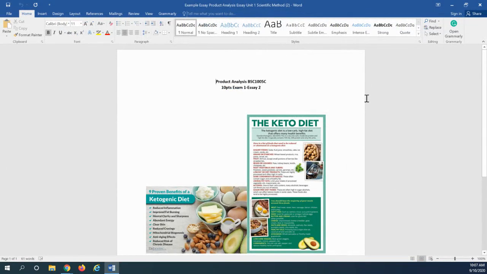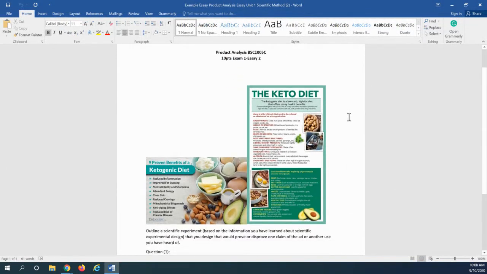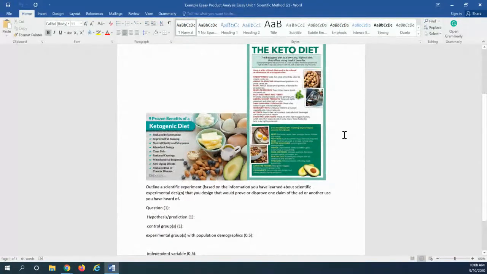All right, so for the product analysis essay, it will be similar to this. So I won't give you the keto diet, but I'll give you some other type of product with some information. And generally speaking, the instructions will look exactly the same. So based on the information that you have about the ketogenic diet and what you've learned about the scientific experimental design, I'm asking students to design an experiment that would support or refute one of the claims that's given in the information.